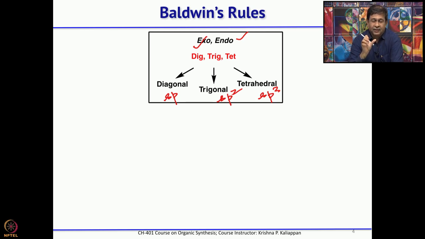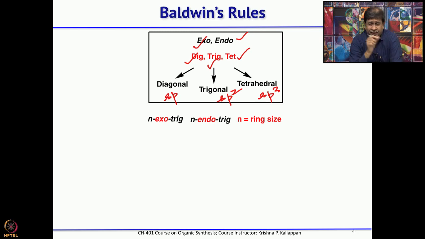If your acceptor has sp carbon atom, then you write dig. If your acceptor has sp2 carbon atom, then you write trig. If your acceptor has sp3 carbon atom, then you write tet. Then what is exo, what is endo, and also you will see some number in front of exo or endo.